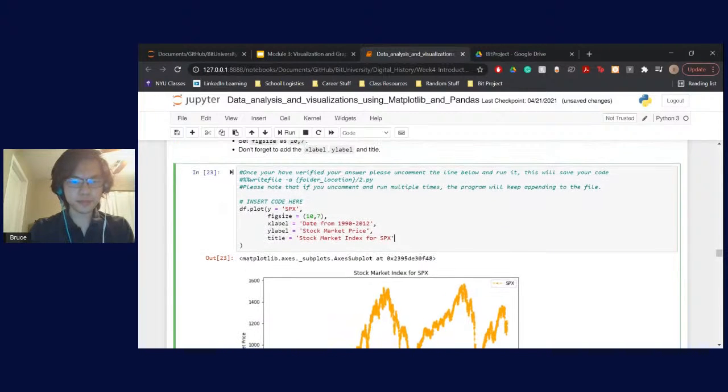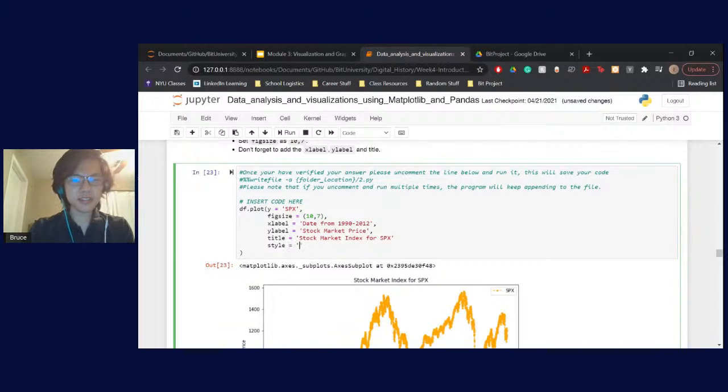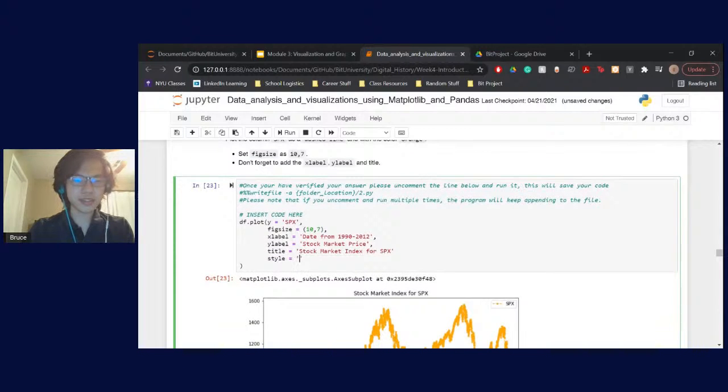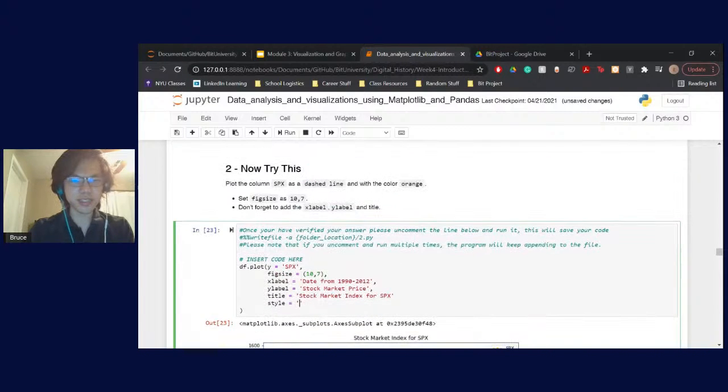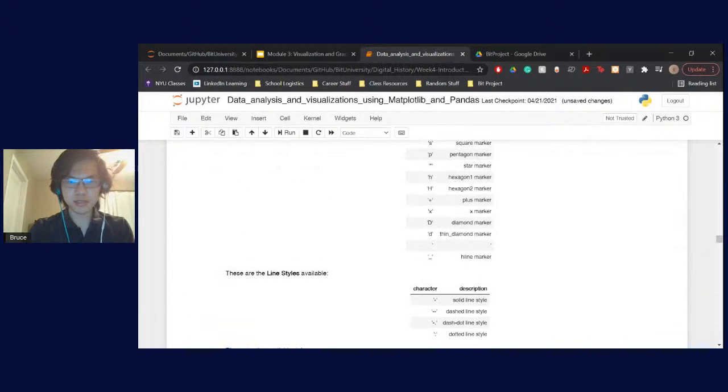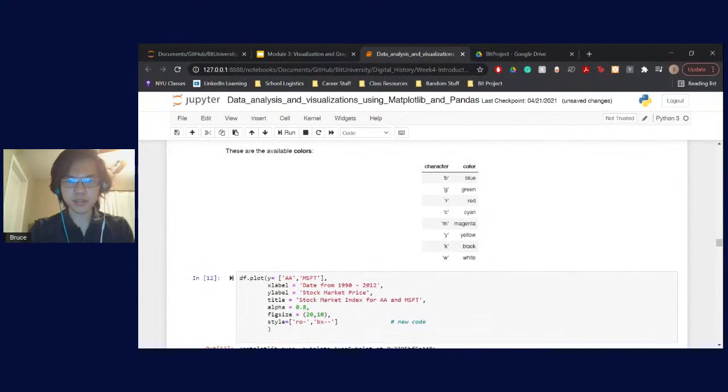index for SPX. Right. And now we want to be talking about the style. So style, let's come up with a style argument. It's going to be a string, and we want it to be a dash line and orange. So color first. Orange.